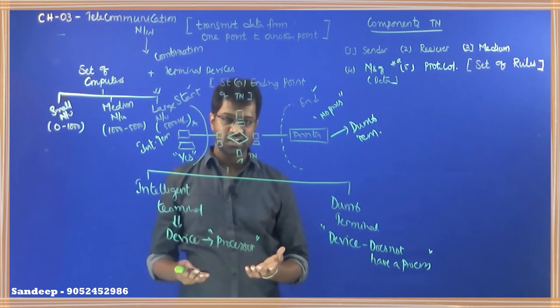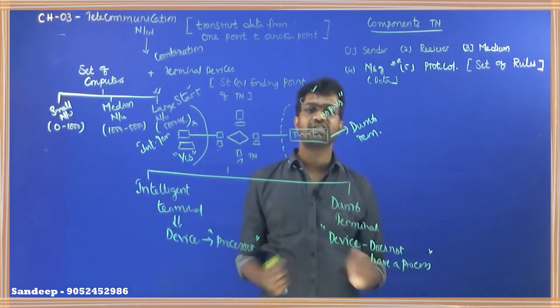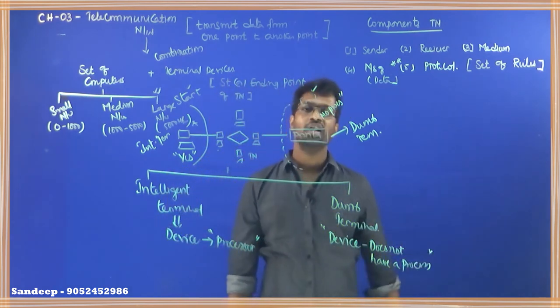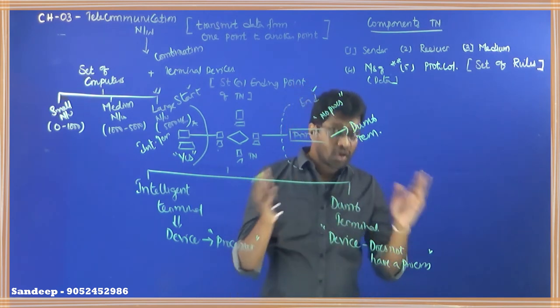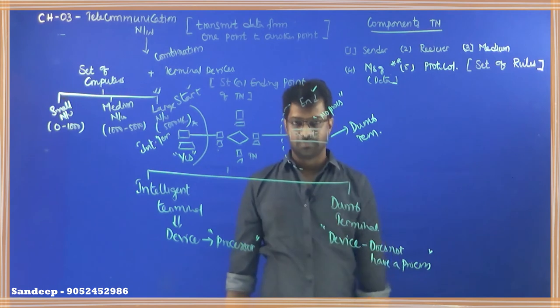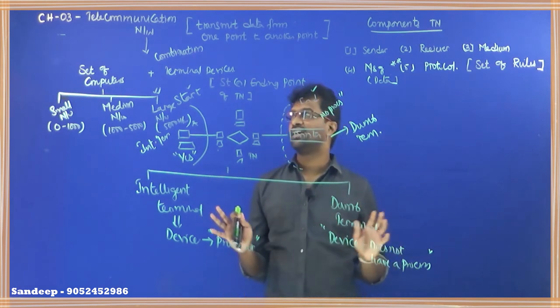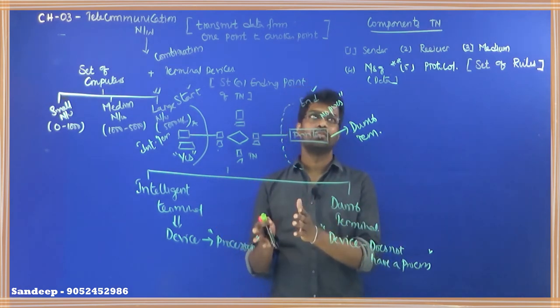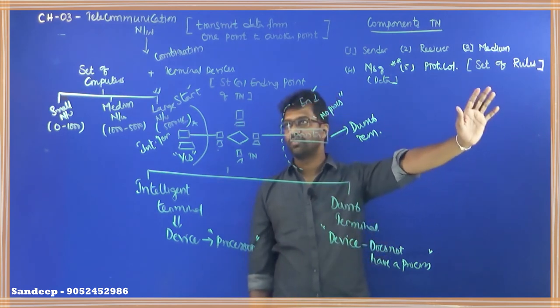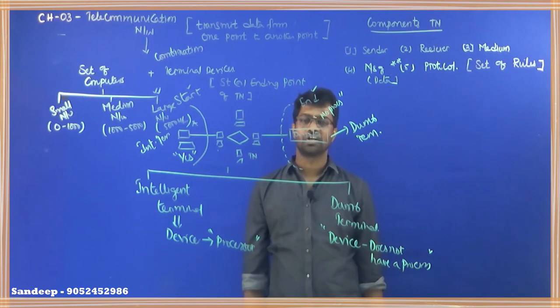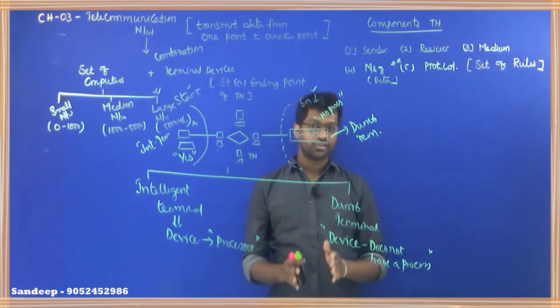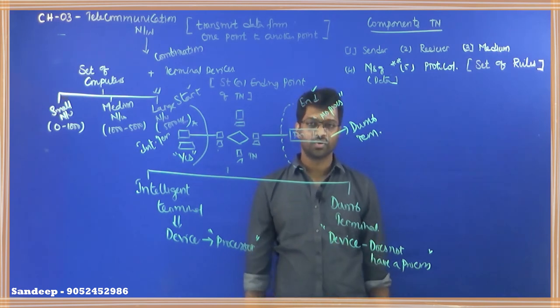What do you mean by intelligent terminal? Simple, a device which consists of a processor is called an intelligent terminal. Now what do you mean by dumb terminal? A dumb terminal is a device which does not have a processor. So this is about the topics: what do you mean by telecommunication network, what are the components of a telecommunication network, and what is the definition of a telecommunication network. Now let us go to the next topic, need and scope of telecommunication network.